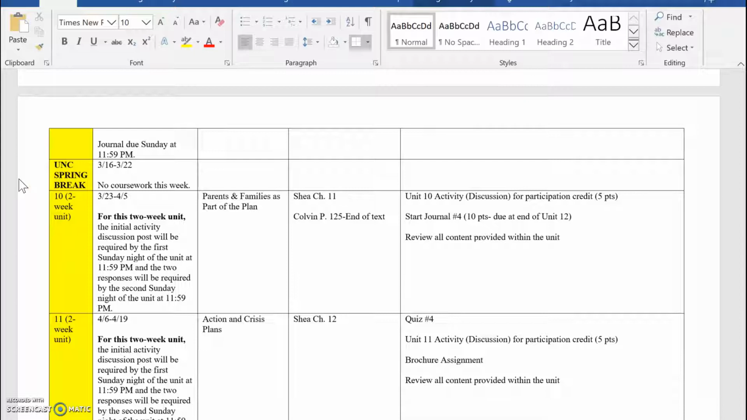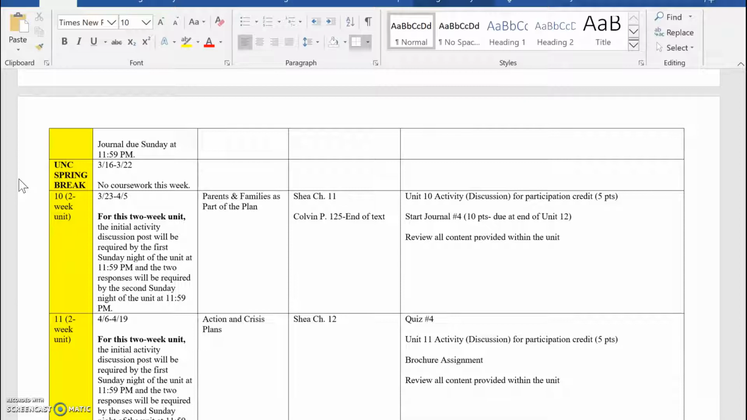You'll see that this is a 2-week unit, and we only have 2 submission components to focus on. I'm going to be wrapping up the Colvin text this unit, and we will be reading Shay as well. Our focus this week is on parents, guardians, and family members as part of the plan, part of the IEP and behavior planning process. So we'll have an activity discussion for participation credit in this unit. And we will begin journal number 4.